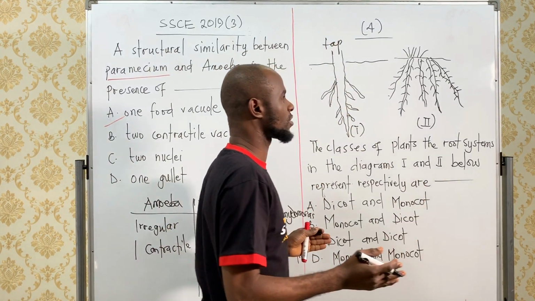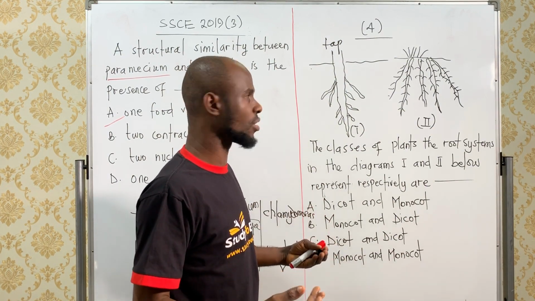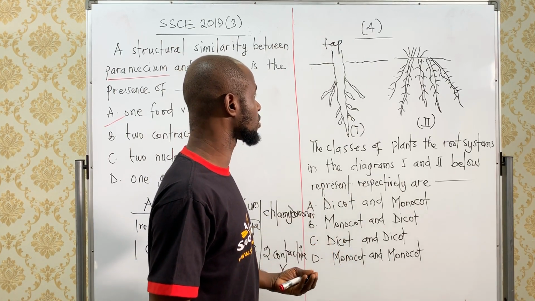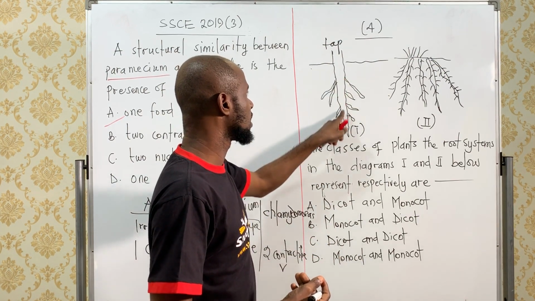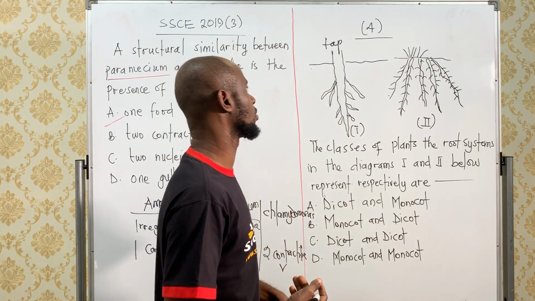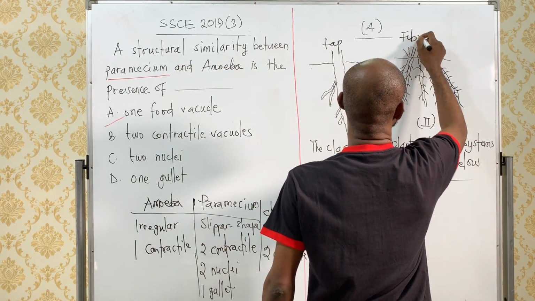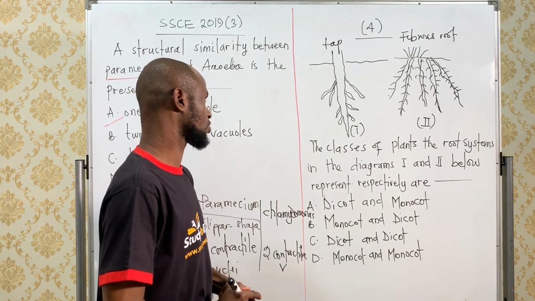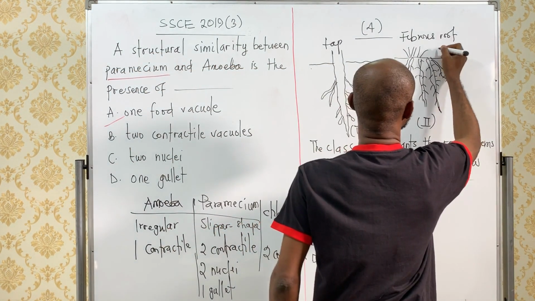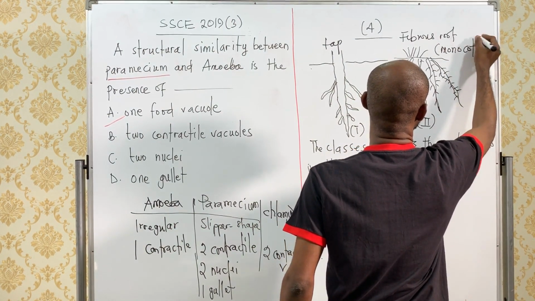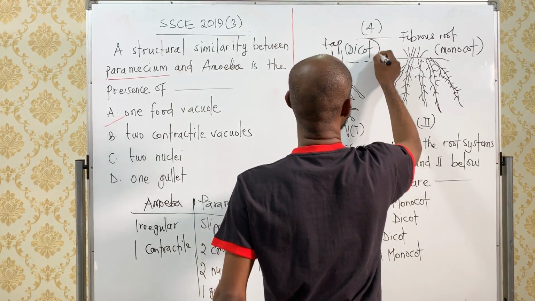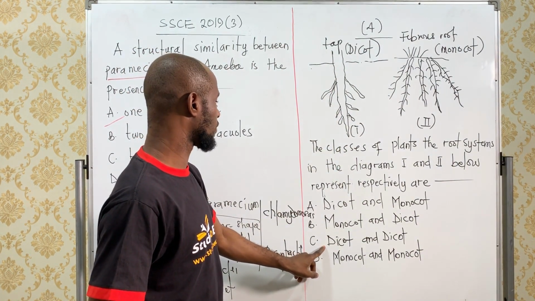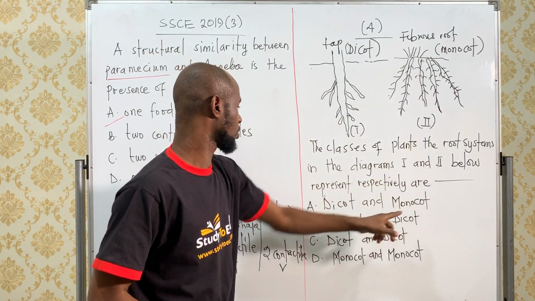This is the taproot. But the fibrous roots have an equal or almost equal elongation under the soil, and the fibrous root does not have an elongated root that goes deep down the soil. So this is the fibrous root. Which of the classes of plants bears the taproot and the fibrous root? The monocot has the fibrous root, while the dicot has the taproot. So Roman figure 1 is dicot, while Roman figure 2 is monocot. So the answer here is A.